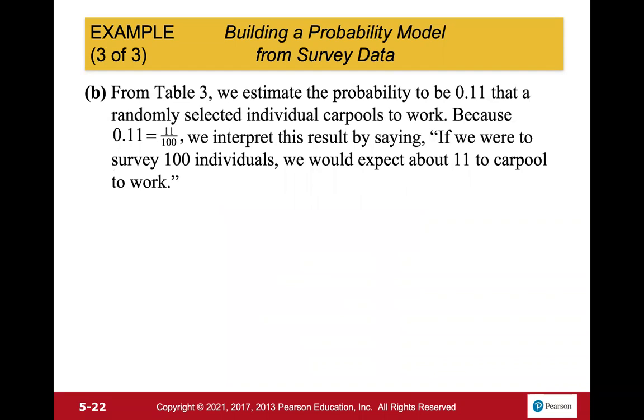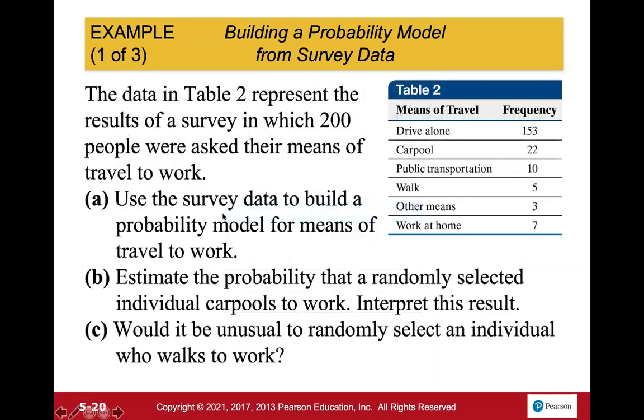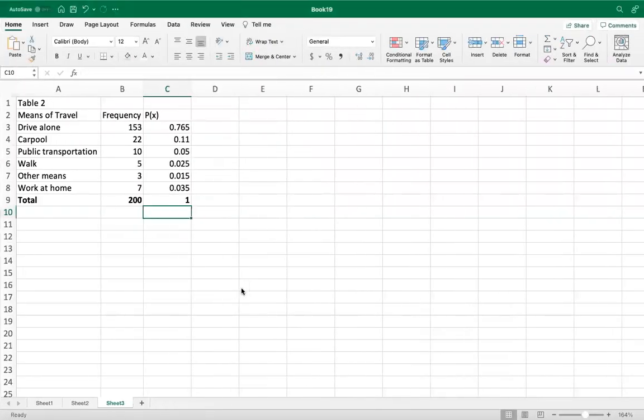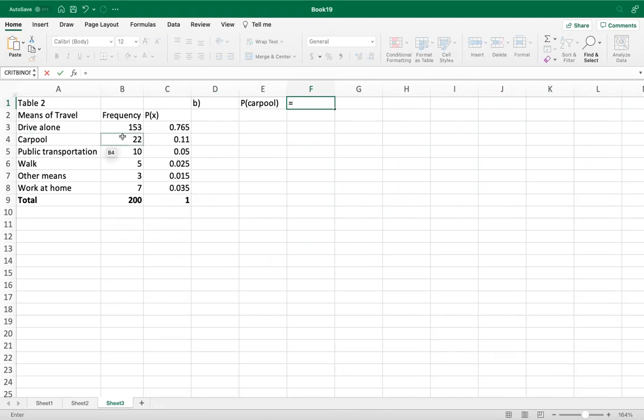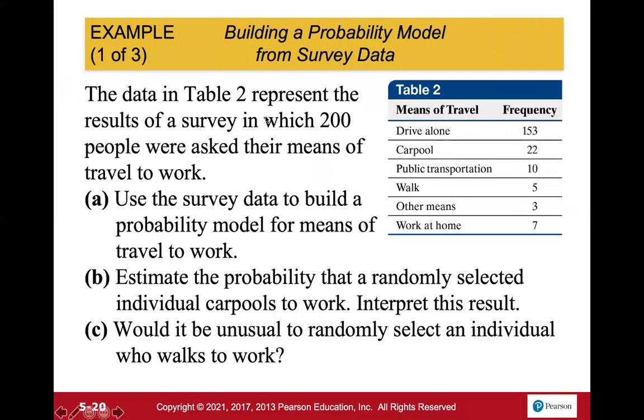Beautiful. All right, so part B, from table 3, we estimate the probability to be, and let's see what the questions are. So use a survey to build a probability model. We did. Estimate the probability that a randomly selected individual carpools to work. So probability of carpool. We're looking at B, and B is probability of carpool. And that's going to be equal to carpool 22 out of 200 or 0.11. So here it's 0.11. So the probability would be 11%, or we could just say that the probability is 0.11. Let's see what they said.